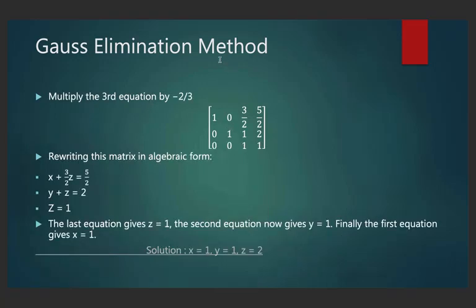As you can see, when I multiplied the third equation by minus 2 by 3, we get this form. So rewriting this in the algebraic form, you have x plus 3 by 2 z equals 5 by 2. The last equation gives z equals 1. The second equation now gives y equals 1 by putting the value of z. And finally the first equation gives x equals 1.